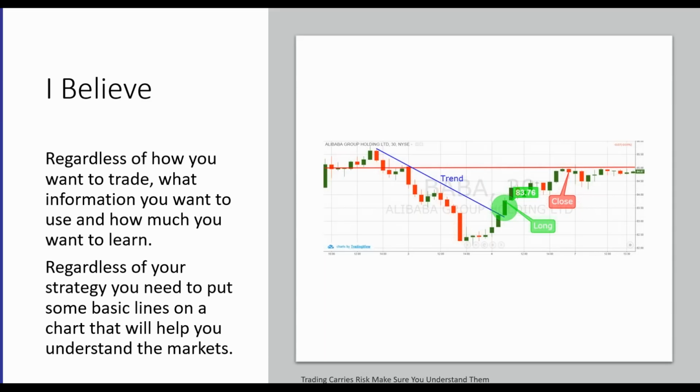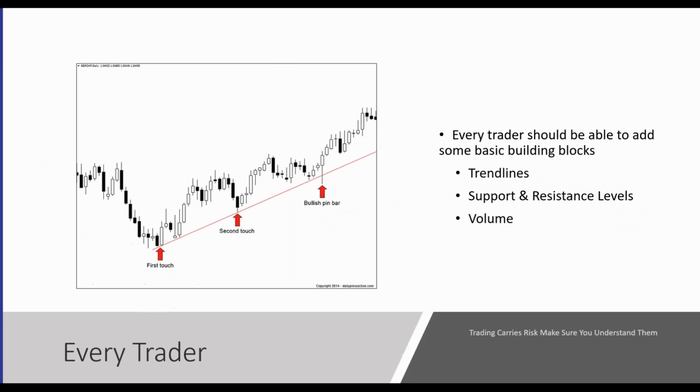That is to put your support and resistance and your trend lines on a chart so that you can look at a chart and at least interpret what price action is doing. Not making a decision, just to be able to understand what price action is doing. So every trader should have some basic building blocks: trend lines, support and resistance levels, and volume. Okay. Now, those actually make up a very good trading system, but that's the basics.